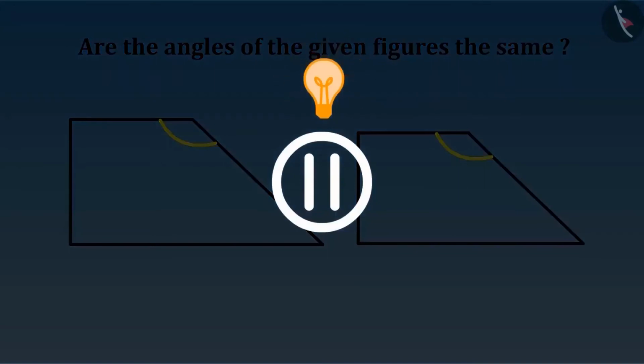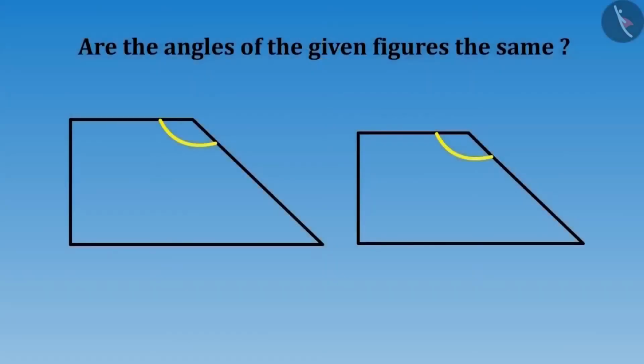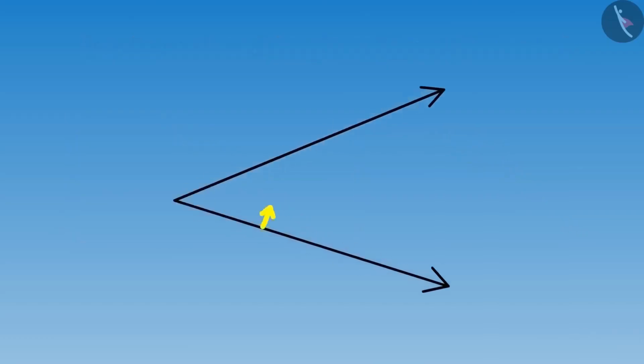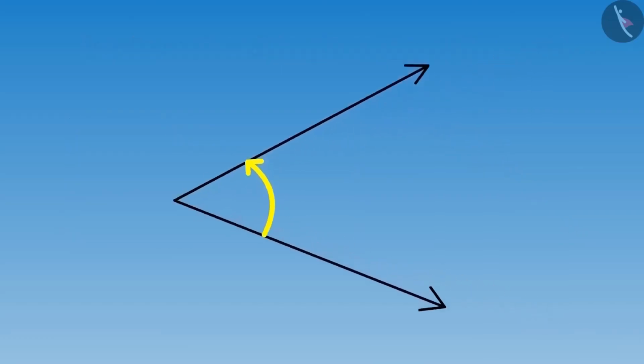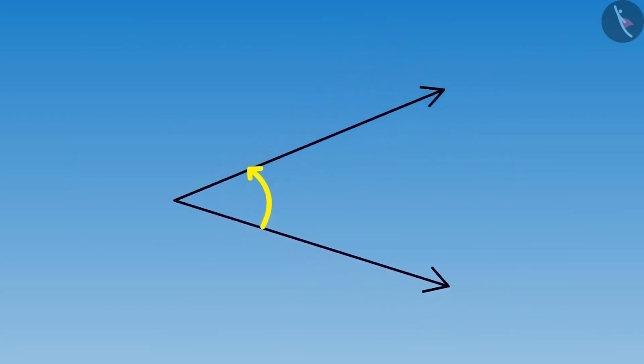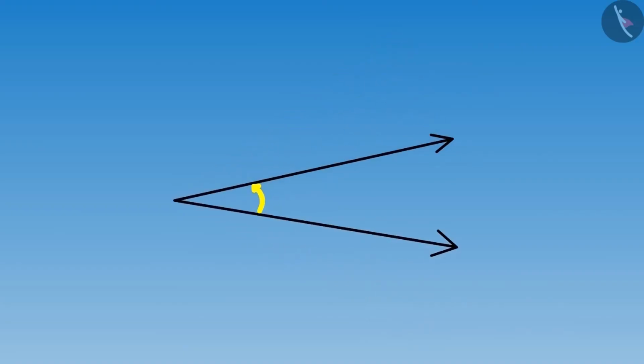Is Riva's answer correct? You can pause the video here if you want and think about it. No, Riva, both angles are the same. Angles do not depend on the length of their sides. They depend on the rotation between the sides. Here, if I increase or decrease the length of the sides, then there will be no change in the angle. But if I increase or decrease the rotation between the sides, then the angle will increase or decrease.